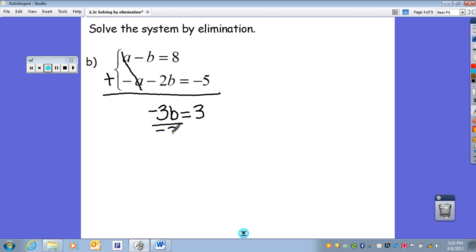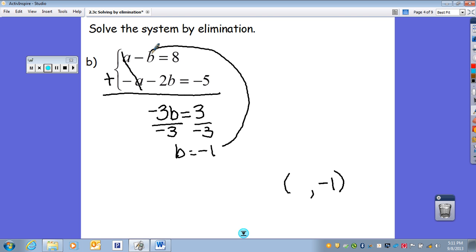And we solve by dividing both sides by negative 3. So b is equal to negative 1. That is the second part of my ordered pair. Since I'm using a and b, we write our ordered pair in alphabetical order. Now I'm going to take the negative 1 and substitute it into the equation to find my a. So I have a minus negative 1 equals 8.